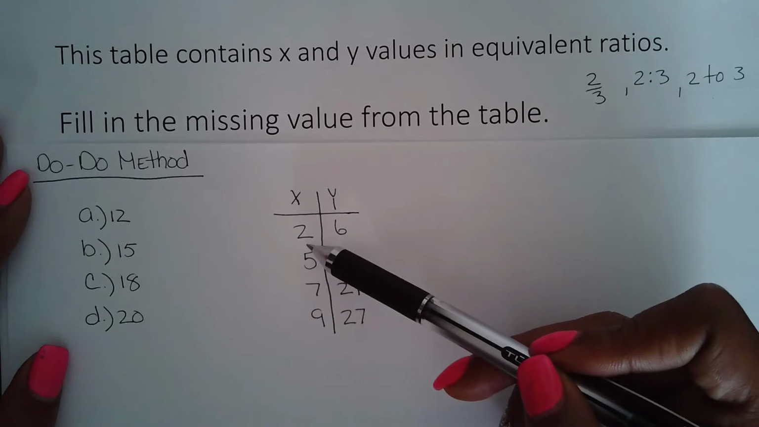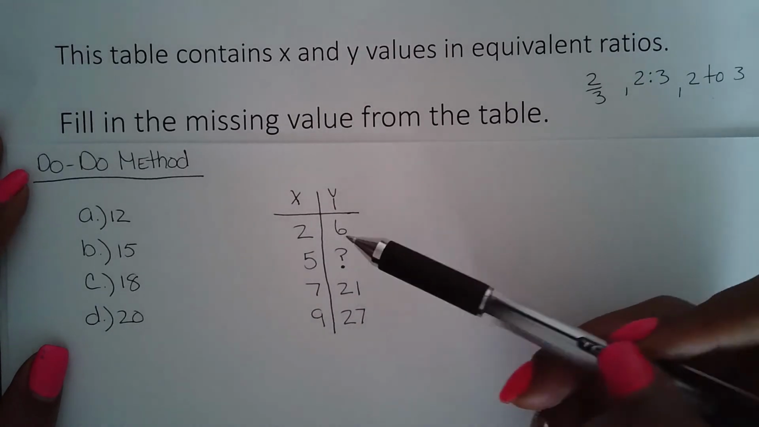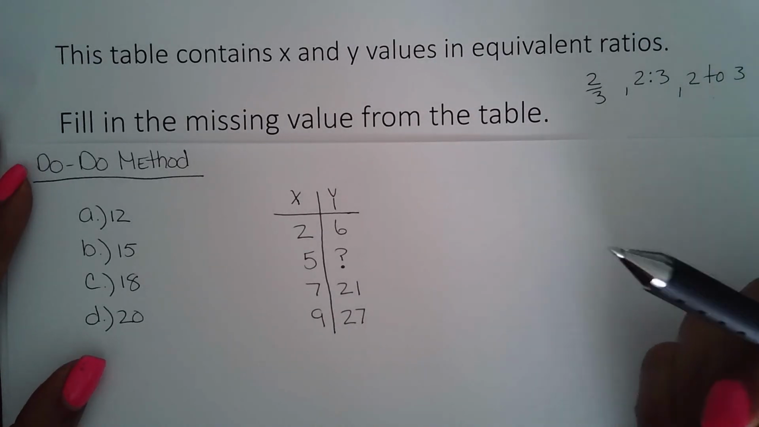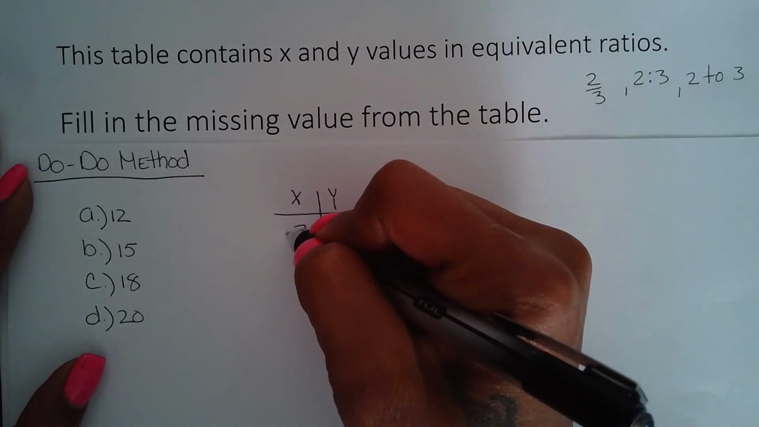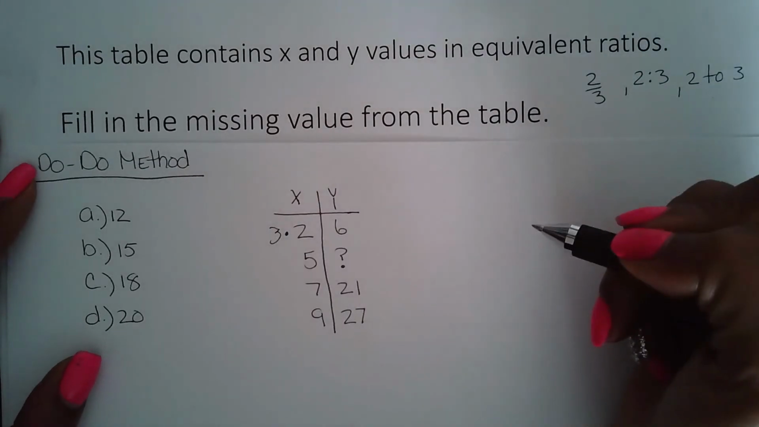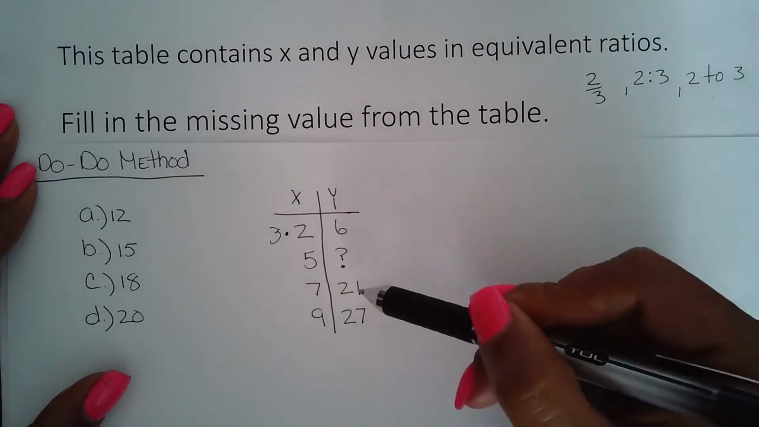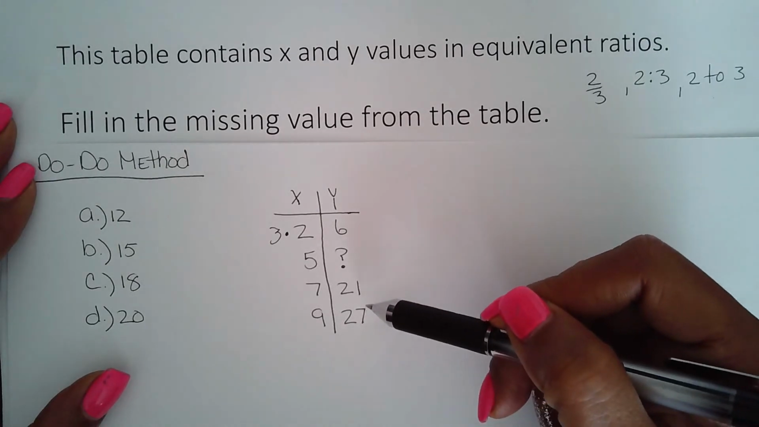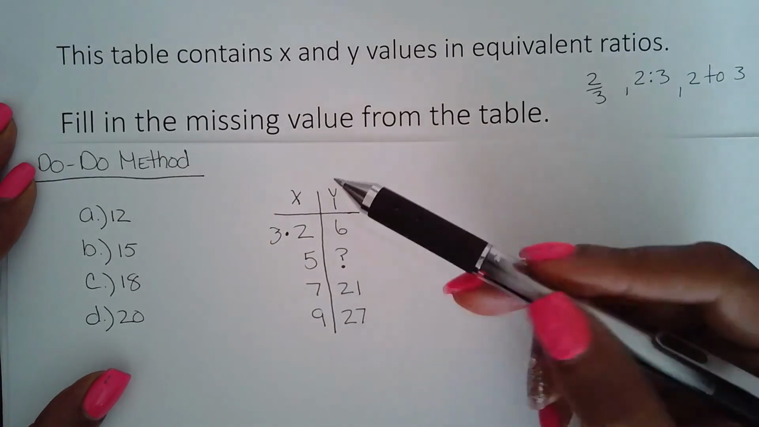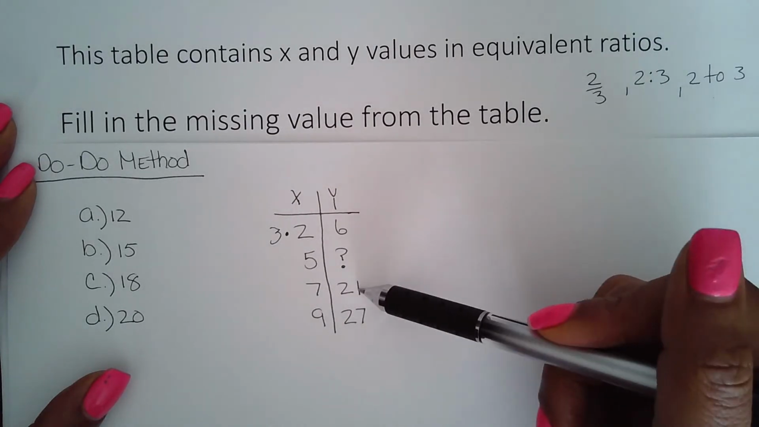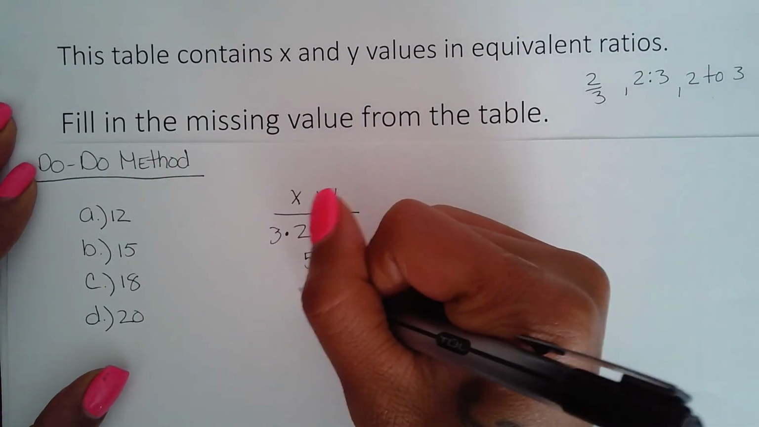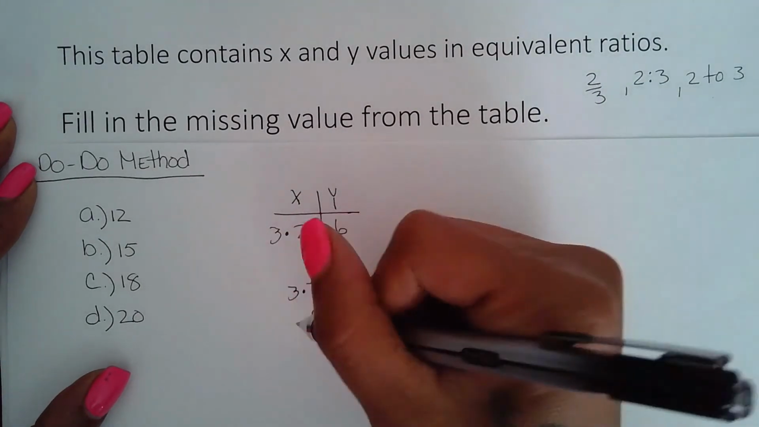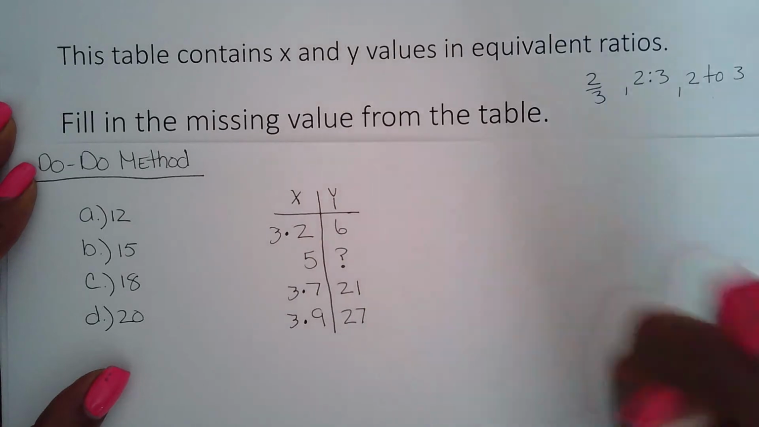Alright, so in order to go from 2 to 6, what operation are you performing? Well, you're actually multiplying by 3, because we know that 2 times 3 is 6. Let's just go ahead and do the same process with the other two ratios that are given to see if they're also multiplying by 3. So to go from 7 to 21, again, it looks like we're multiplying by 3. And to go from 9 to 27, we're also multiplying by 3.